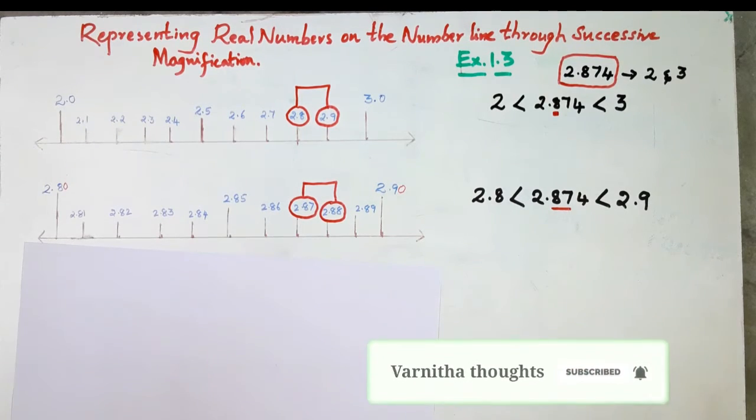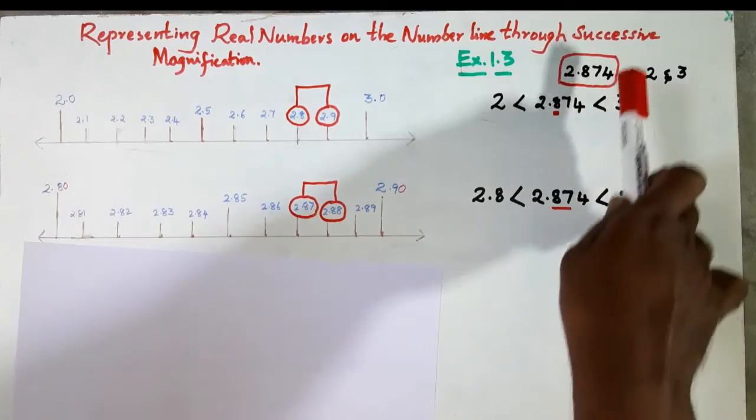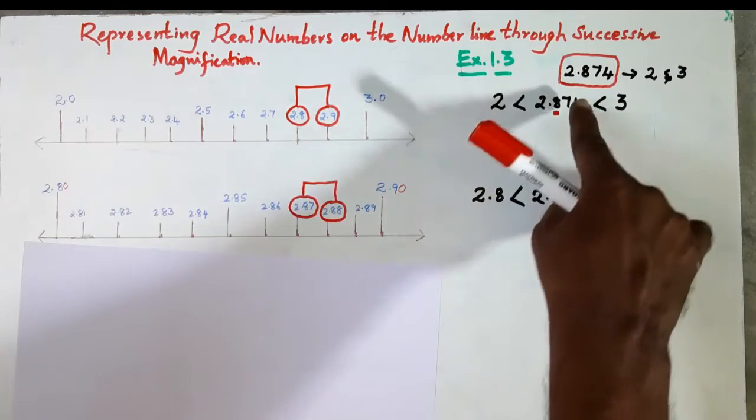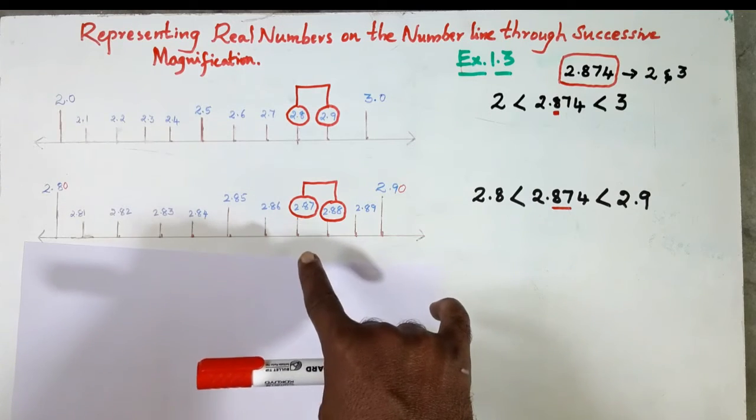Means we are zooming. You have seen in your mobiles that if you want to see an image clearly, you zoom the image. Similarly, this zooming is nothing but successive magnification. So if you zoom 2.874, you can see where the value lies.